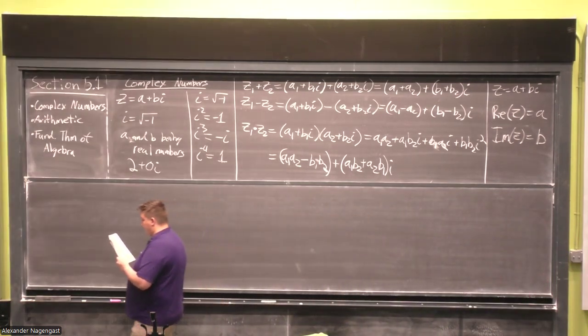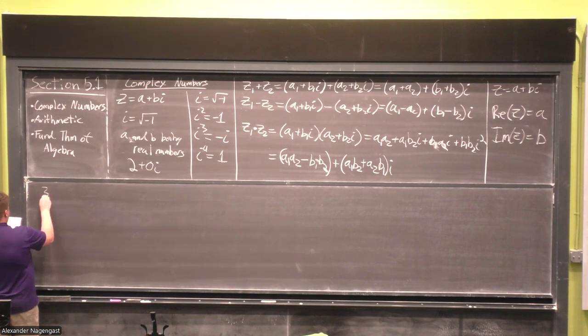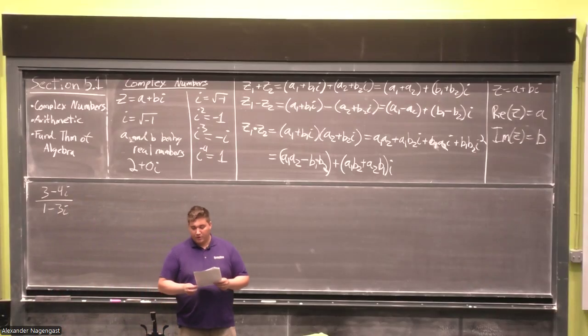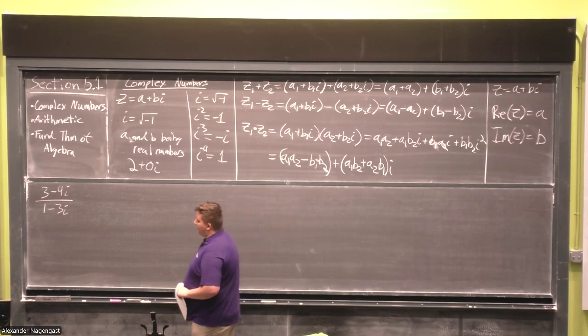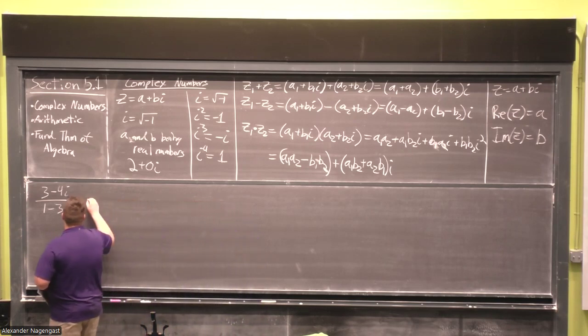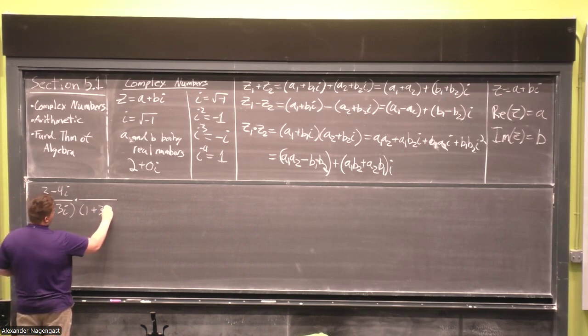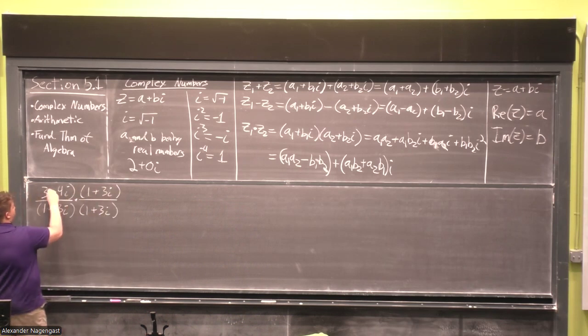So let's take 3 minus... what we want to do is times by the conjugate. So we're going to have 1 minus a negative. So this is going to be positive 3i. And we're going to have 1 plus 3i in the numerator.